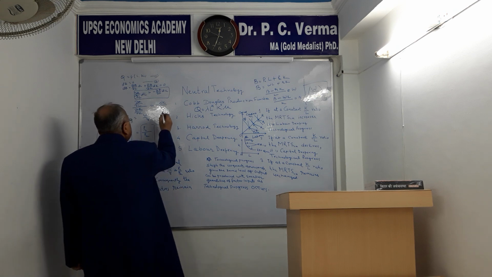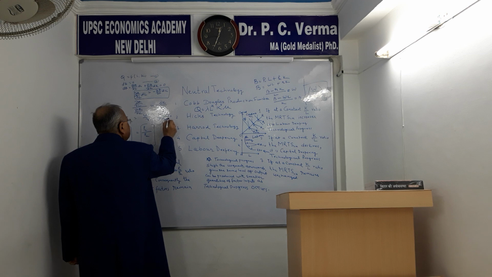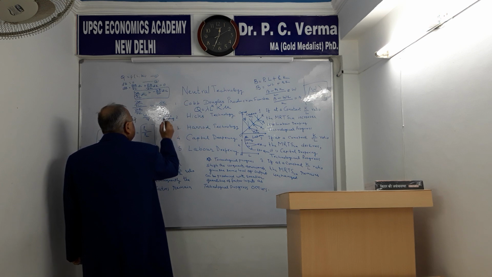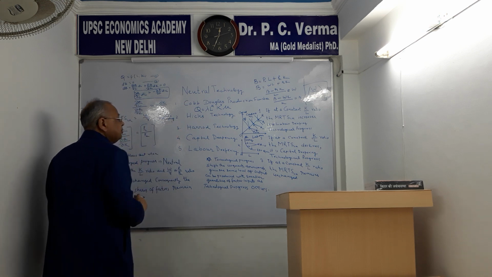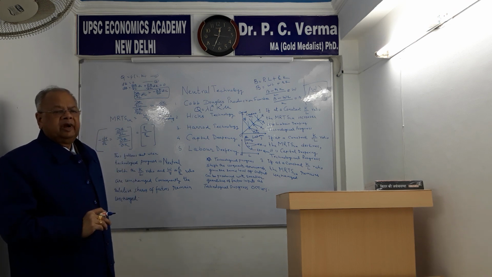This is called marginal rate of technical substitution between labor and capital. Minus means diminishing. So what we get? Diminishing marginal rate of substitution between labor and capital on isoquant. On isoquant, what we get?